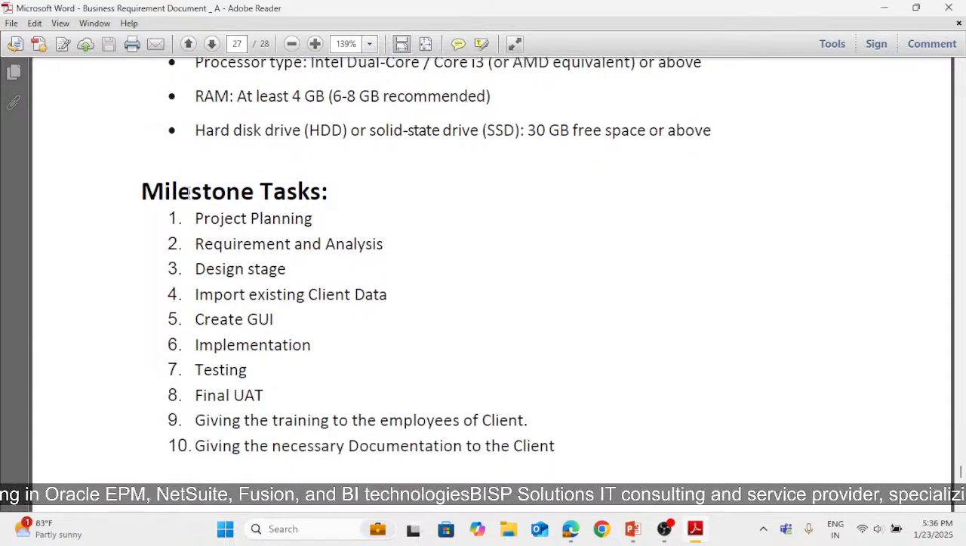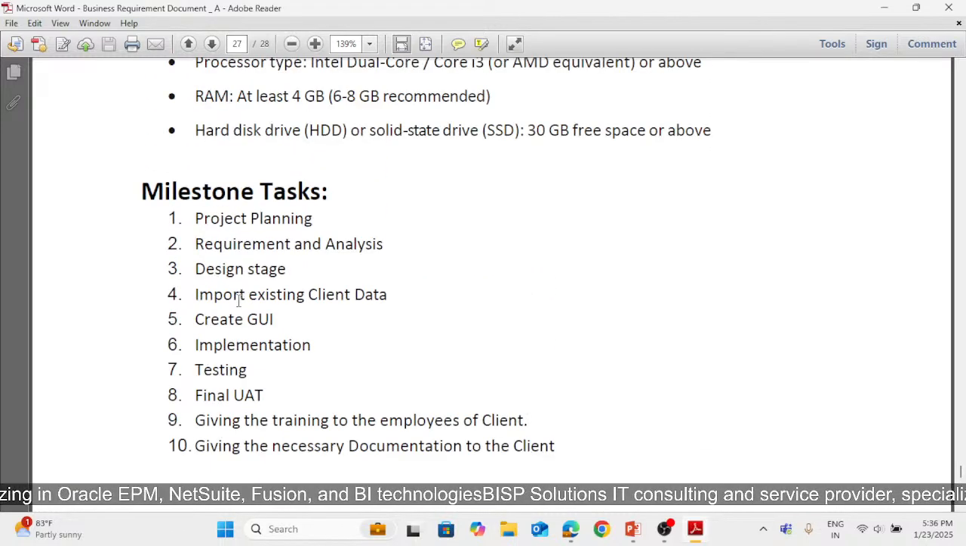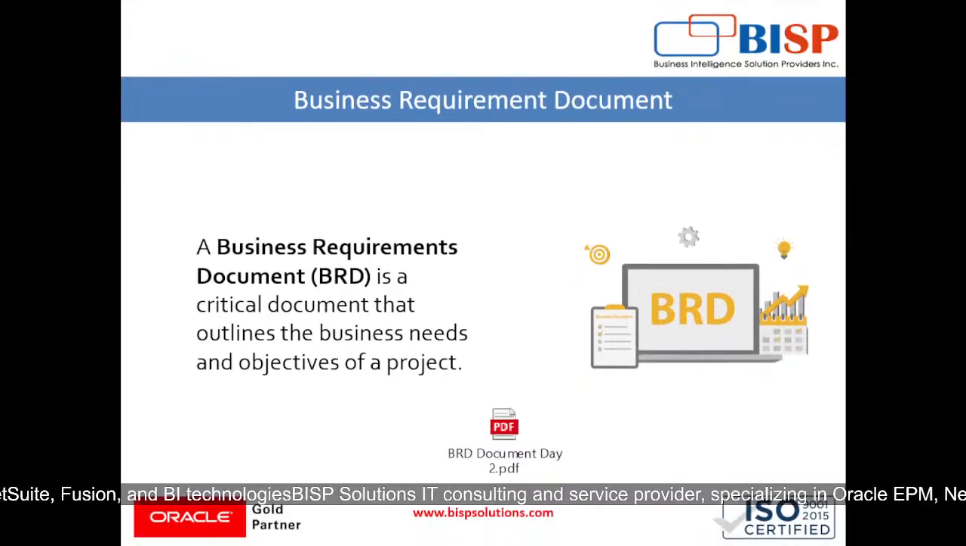These all we will be understanding in our session. So for milestone tasks, we will have project planning, then requirement and analysis, designing stage, then we will be importing existing client data, then creating GUI, then implementation is done, then testing phase is done, then final UAT, which is user acceptance test, and after that giving the training to the employees of the client, and then giving the necessary documentation to the client. So these are the milestone tasks for us. So this is how we can prepare the BRD as per our client's requirement.